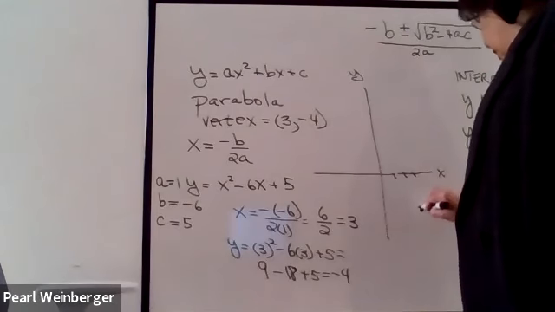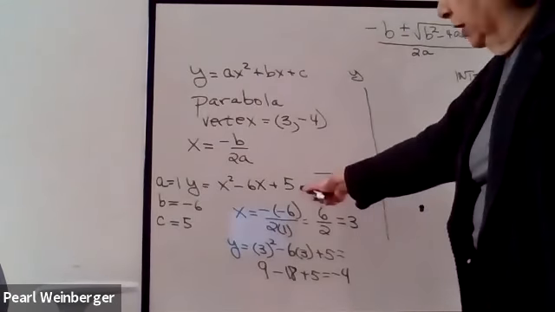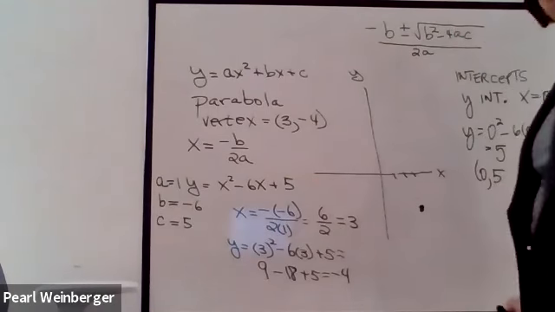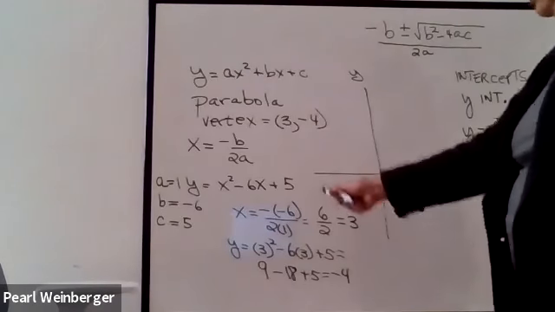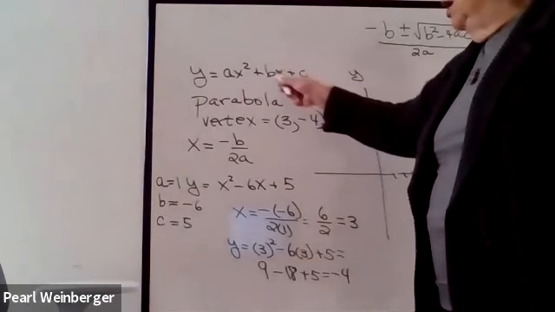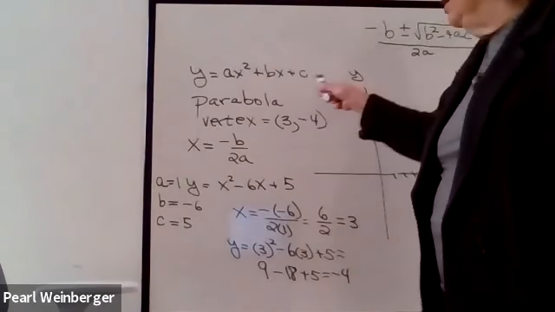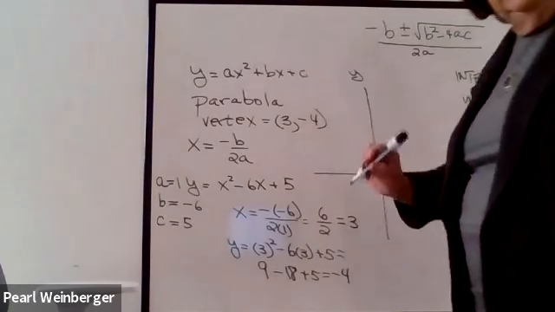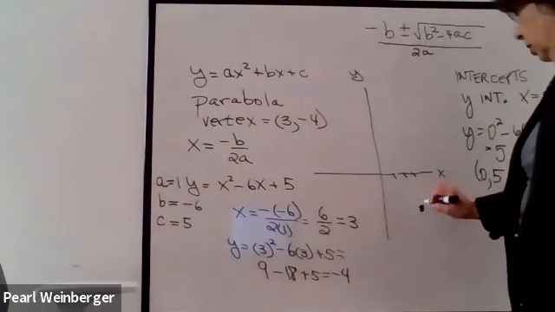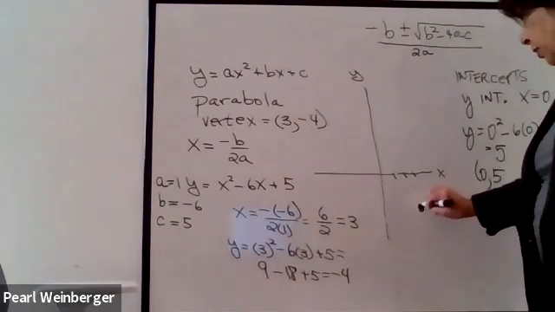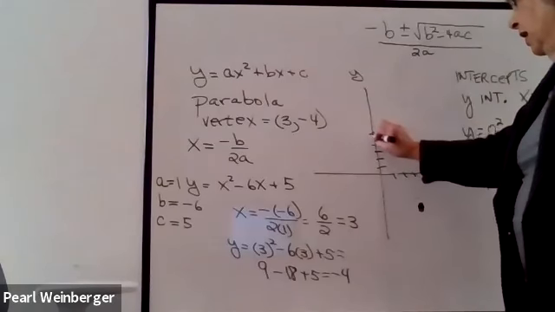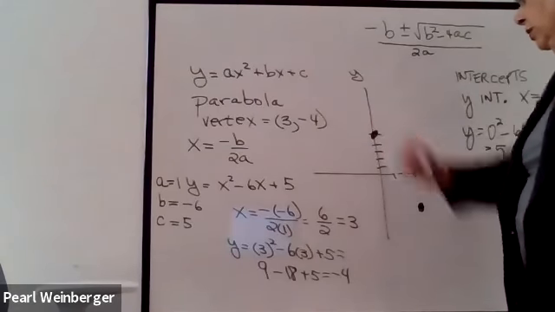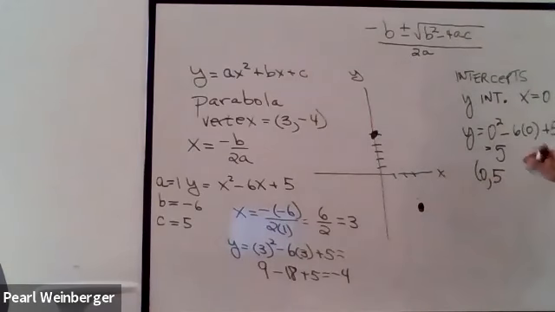You might have noticed that actually the c is the y-intercept. And that is always the case, because if you have your ax squared and your bx and you're putting 0 for your x, all you're going to be left with then is the c. So this was our vertex, and this is 1, 2, 3, 4, 5. Here's our y-intercept. When x is 0, y is 5.